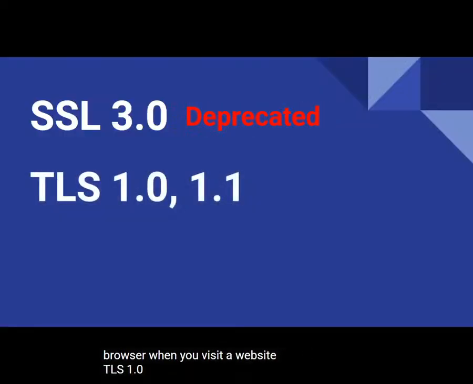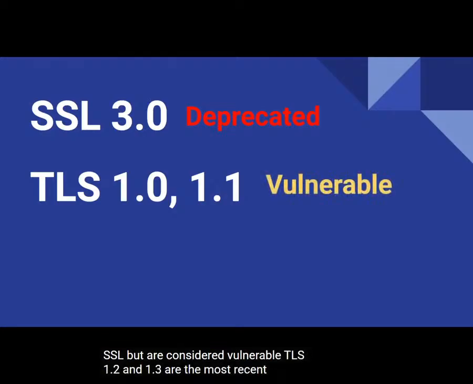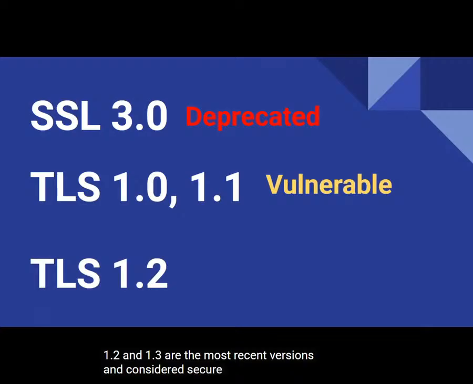TLS 1.0 and 1.1 are the sequels to SSL. They are basically the same protocol as SSL, but are considered vulnerable. TLS 1.2 and 1.3 are the most recent versions and considered secure. So what are the differences between SSL and TLS?